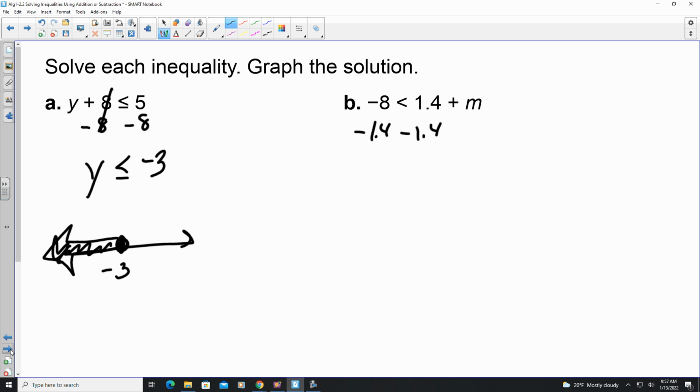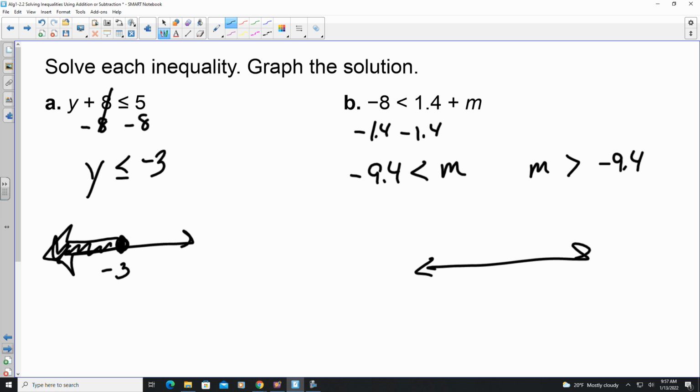For B, I'm going to subtract 1.4 from both sides. So now I have -8 minus 1.4, which gets me -9.4 is less than M. Now, for the graphing portion, I'm going to switch around the two sides of the inequality because I want my variable on the left-hand side. It's just a way for me to identify the shading easier. It's going to be an open circle, and to the right is our shading.